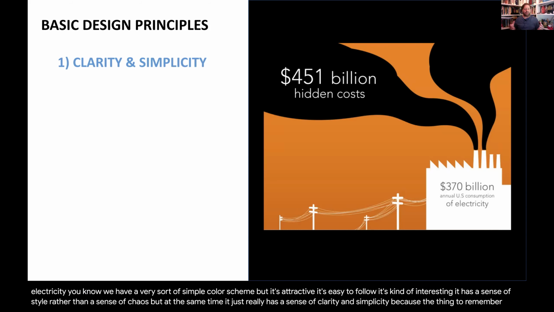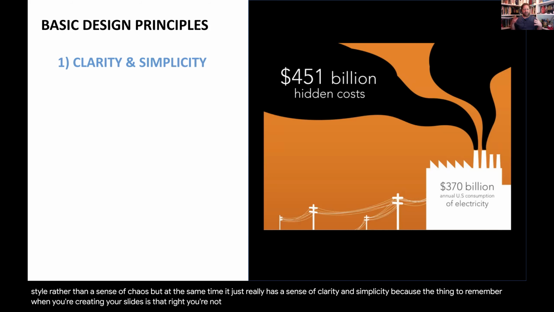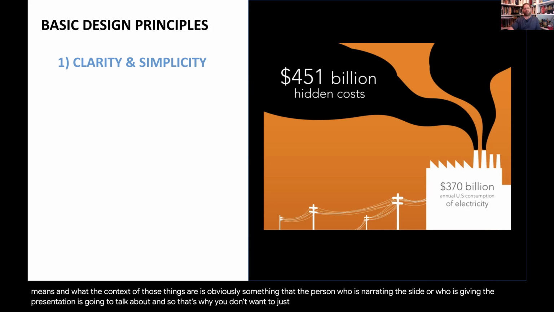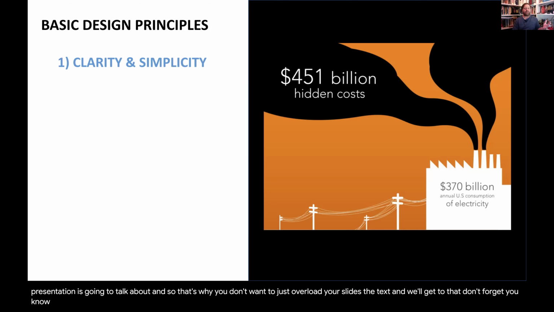Because the thing to remember when you're creating your slides is that you also have a narration. So what this 451 billion versus the 370 billion means, and what the context of those things is, is obviously something that the person narrating the slide or giving the presentation is going to talk about. That's why you don't want to overload your slides with text, and we'll get to that. Don't forget, 50% of the work is going to be done by your narration. You don't need everything on your slides. If anything, the slides are just enhancements to the ideas that you're putting forth.